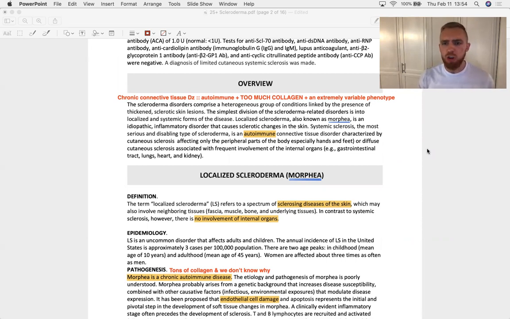And as a result, due to the different organs that get affected by collagen deposition, there's an extremely variable phenotype to this disease. So it can be quite a diagnostic odyssey for patients. Therefore, you really ought to care about recognizing the many telltale signs of scleroderma to help patients pick this up as early as possible.